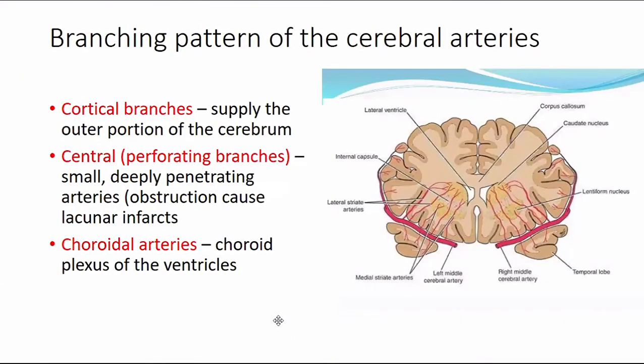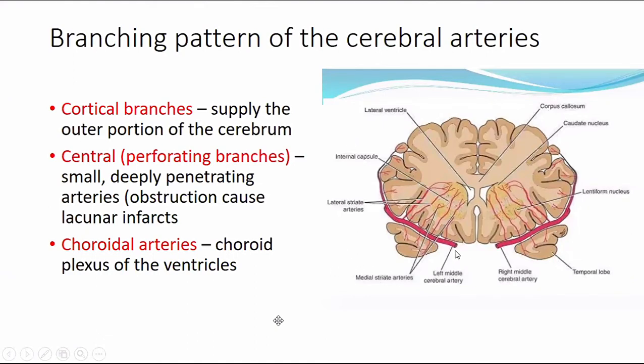All right. Now, if you see in your book, the 3 major cerebral arteries, the posterior, the middle, and the anterior cerebral arteries, have three branching patterns. First are the cortical branches of all three cerebral arteries. These cortical branches supply the outer portion, the surface, of the cerebrum. Next are the central or perforating branches, which, as the name implies, penetrate to the deeper portions of the brain.